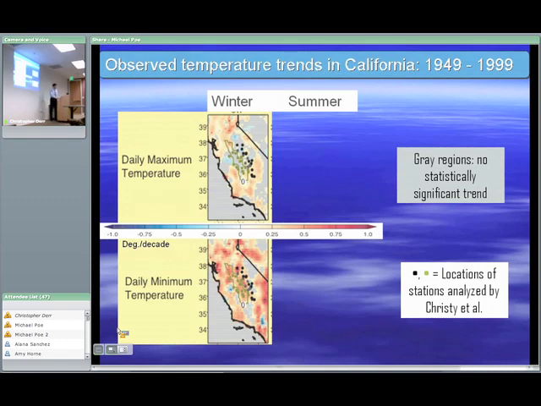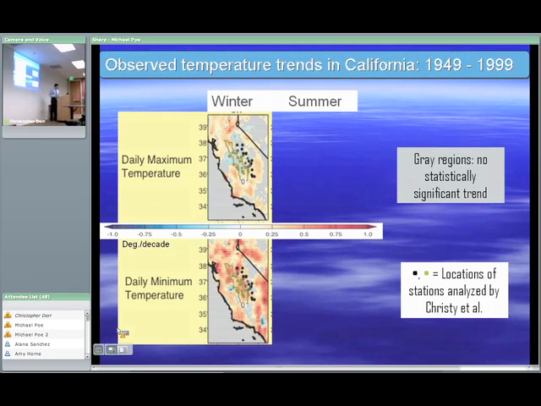Okay, so these are observed trends in temperature during the latter half of the 20th century. I'm going to show you summer, and then I'm going to pop those up. But for now, this is winter trends in temperature. The top panel is what I call daytime temperatures, but it's really the maximum temperature recorded during any 24-hour period. The bottom panel is what I call nighttime temperatures, but strictly speaking, it's the lowest temperature recorded during any 24-hour period. The green contour is basically the outline of the Central Valley. It's not really relevant for this discussion. These dots are locations of certain observing stations, also not really relevant.